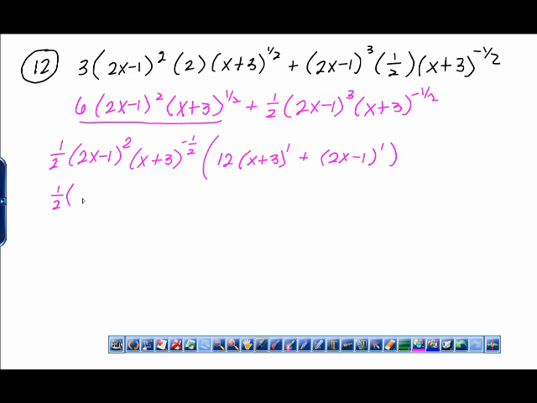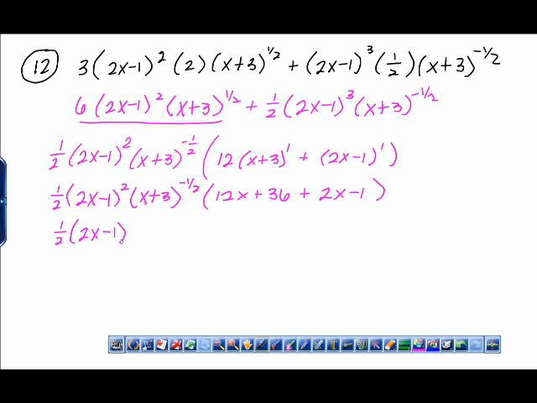So let me rewrite this first term. And let's distribute through here and simplify, and then maybe we can even continue to factor. So that would be 12x plus 36. This would be plus 2x minus 1. And if I had not factored out the 1/2, I would be having a fraction there, which is hard to deal with. Okay, so let's keep going. At this point, we're more or less simplifying. We're kind of done factoring.